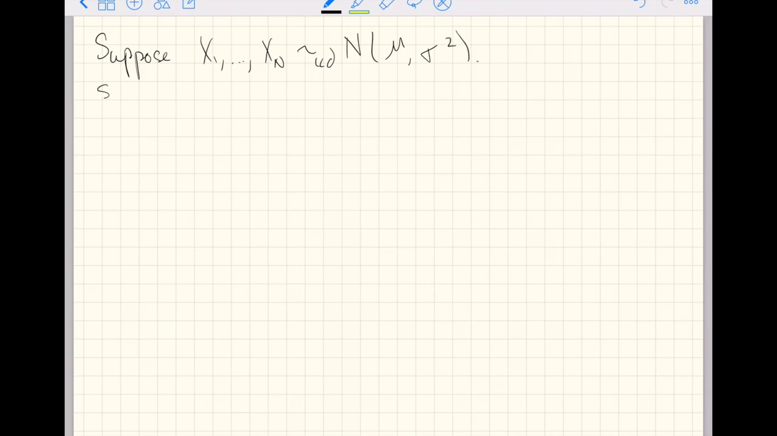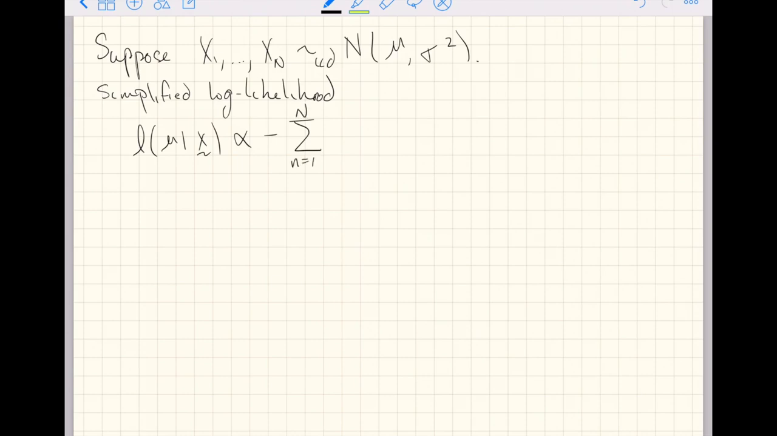Let's see, the simplified log likelihood for this setup with respect to only the population mean mu, given all the data we have, is proportional to, and now I'm just skipping to the end here, but it would be a good exercise for you to go through and see if you can recreate this functional form.